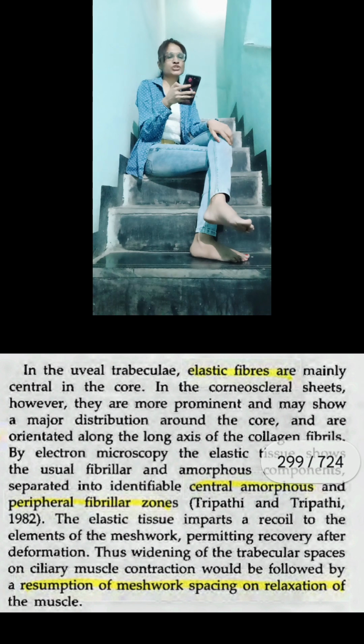The elastic tissue imparts a recoil to the elements of the meshwork, permitting recovery after deformation. Thus, widening of the trabecular spaces on ciliary muscle contraction would be followed by a resumption of meshwork spacing on relaxation of the muscle.